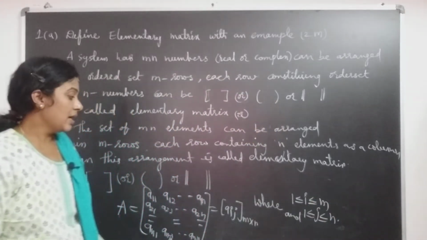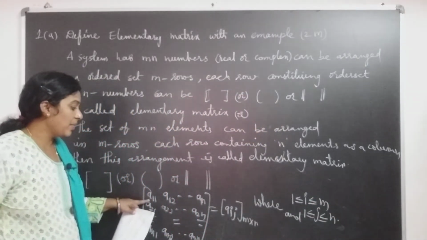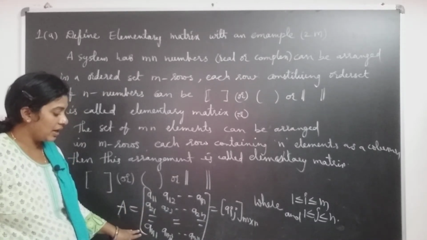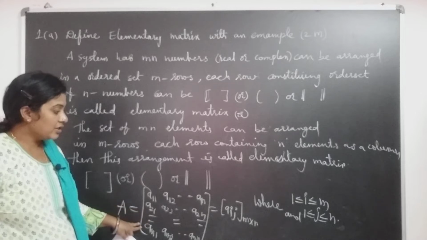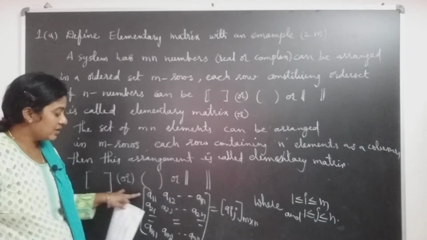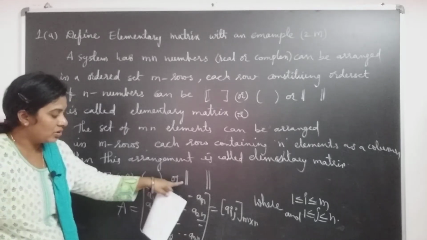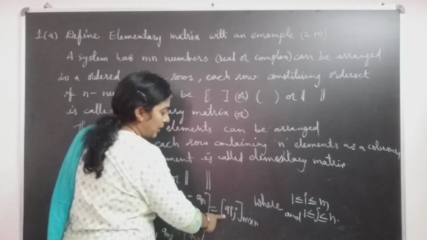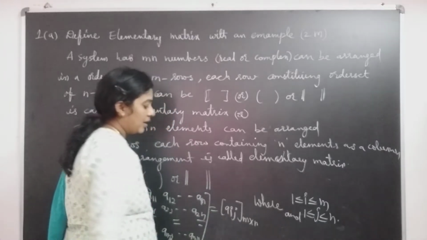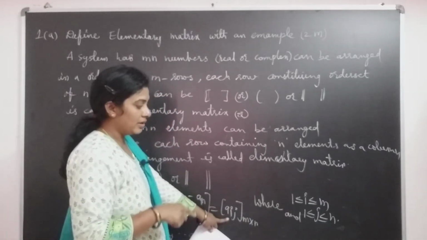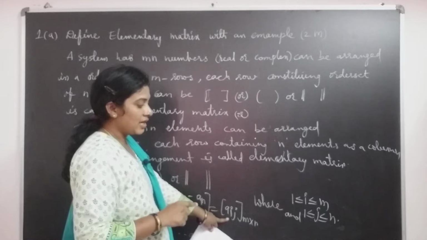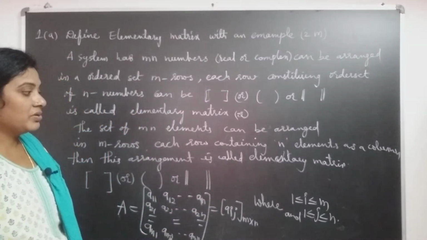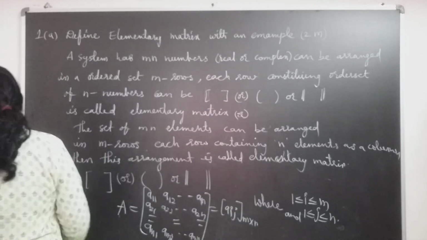It is nothing but the mn number of elements arranged in m rows and n columns. That arrangement can be enclosed with either square brackets or open brackets or double line brackets. Simply, it can be denoted by aij, m by n, where 1 is less than or equal to i is less than or equal to m, and 1 is less than or equal to j is less than or equal to n.